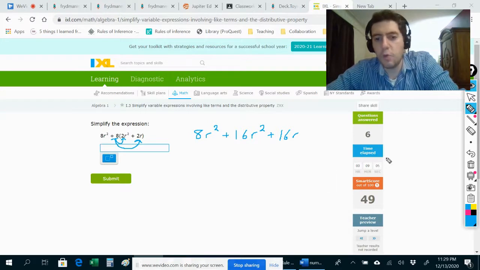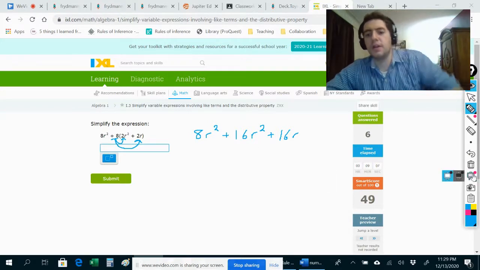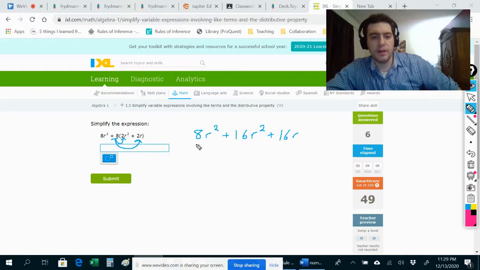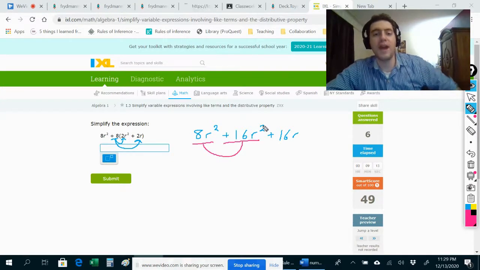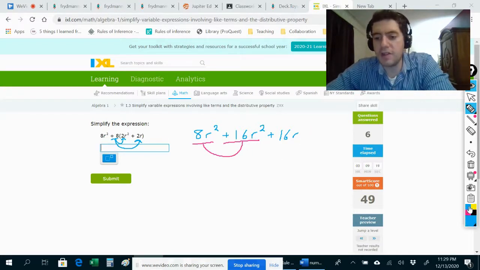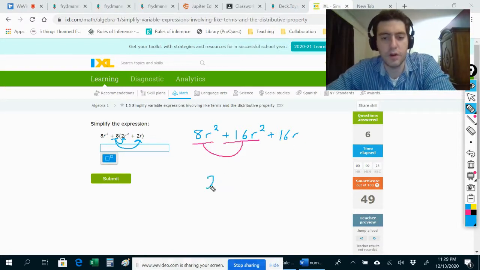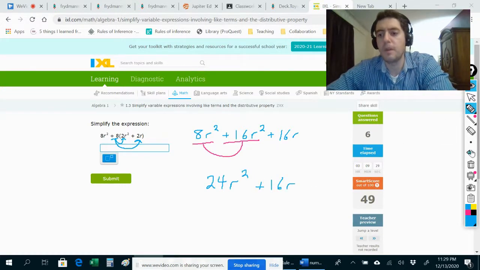All right, and now what terms can we combine here? We can combine this term with this term because they both have r to the second power. This one has an r, but not to the second power, so we cannot combine it with these. And the rest of this is pretty easy. Everything is positive. So 8 plus 16 is 24. So I'm going to get 24r to the second power, and this just stays the same. So plus 16r. All right.